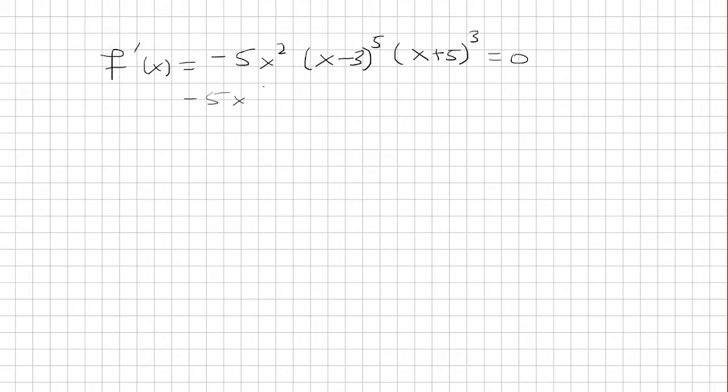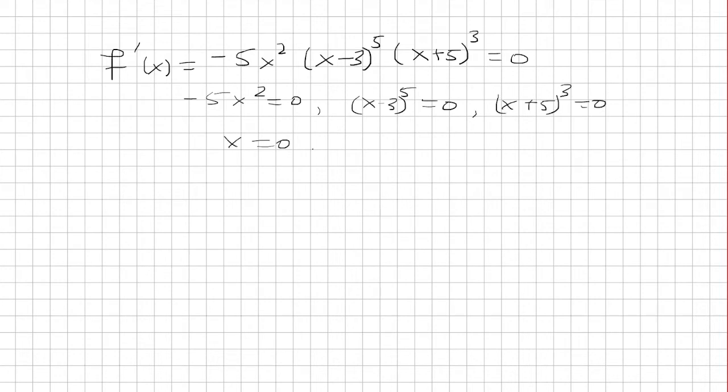We're given f prime of x is equal to negative 5x squared times (x minus 3) to the fifth times (x plus 5) cubed. We want to find all critical numbers for f. So for that, you want to set this equal to 0 and just look at each factor: negative 5x squared, (x minus 3) to the fifth, and (x plus 5) cubed.